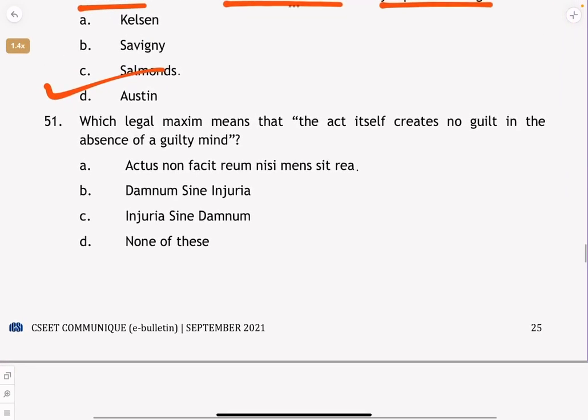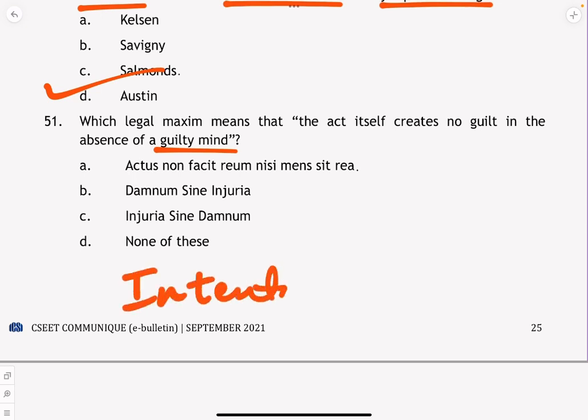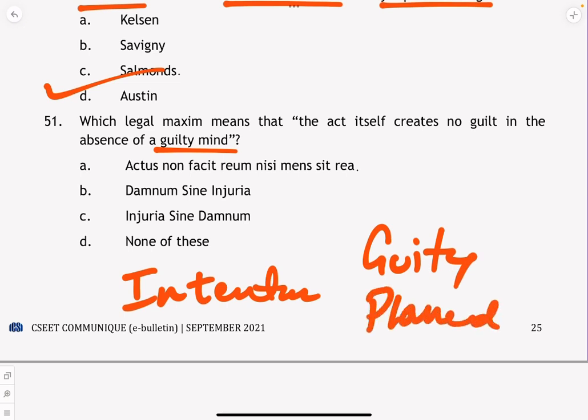Which legal maxim means the act itself creates no guilt in the absence of a guilty mind? So you need to have a wrong intention. You need to have a guilty mind. You need to have planned it. So what is that Latin terminology? It is not injuria sine damno, damnum sine injuria. That is in a different context. It is not none of the above.